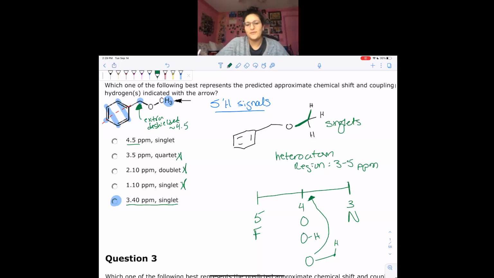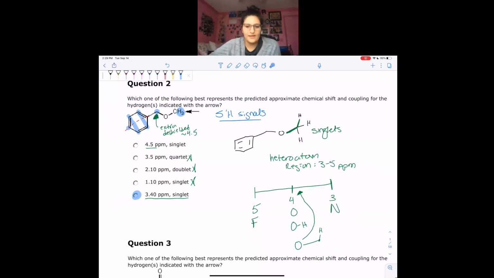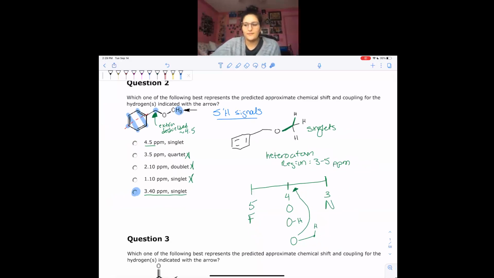So an OH would be right around a 4 if it's just by itself. There's nothing else on the chain. And then if we have an extra de-shielding group, it might be a little bit above 4. Does that sort of make sense? Yes, it does. Okay, cool.